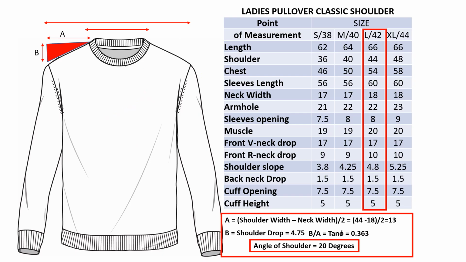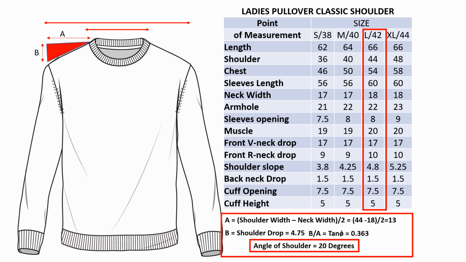The angle of the shoulder is controlled by the shoulder drop and the distance between the edge of the neck and the edge of the shoulder where the top of the arm joins the shoulder. And if we already know that the shoulder slope shall be close to 20 degrees, we can confirm if the degree of angle of the shoulder lies between 18 and 23 degrees. Let's take the example of the given measurement chart.